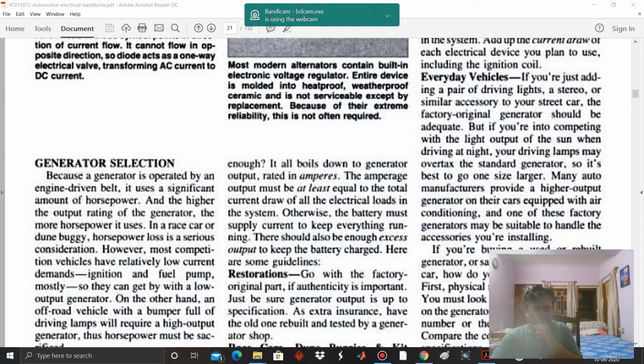But if you are into competing with the light output of the sun when driving at night, your driving lamps may overtax the standard generator. So at night time what will happen, you will require more generator power because you will turn on all the lights, maybe the headlight, everything. So it's best to go for one size larger. So that is known as the factor of safety or buffer size. Many auto manufacturers provide a higher output generator on the cars equipped with air conditioning, and one of these factory generators may be suitable to handle the accessories that you are installing.